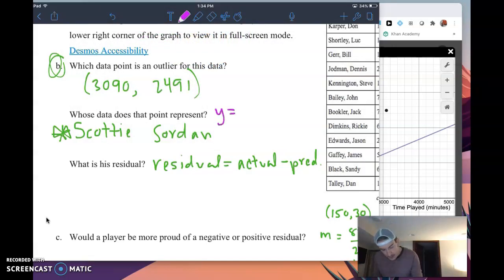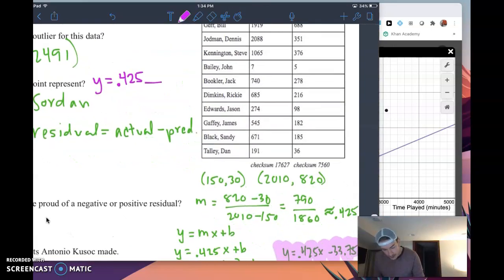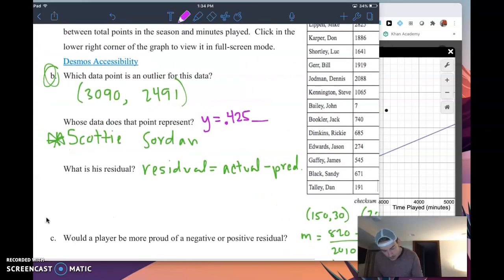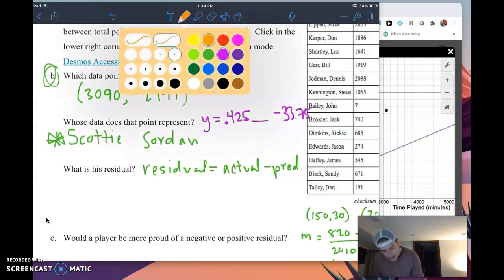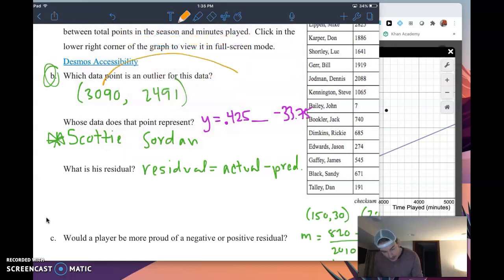I'm going to say y equals 0.425x. Now I put a blank in there for x. I'll explain why in a second. Minus 33.75. Okay? And the reason I'm doing that is because I'm going to make a prediction based off this x value for Scotty Sorden. So 3090.